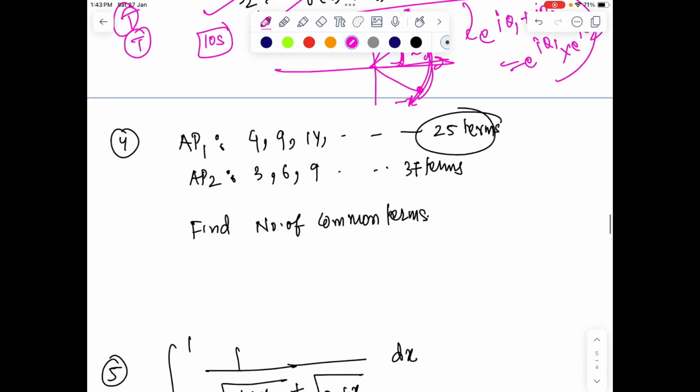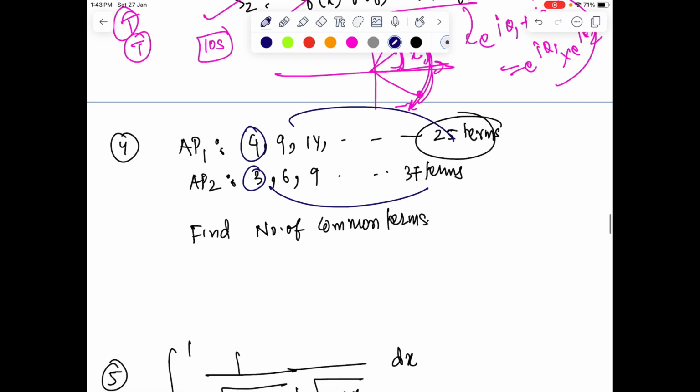The next question was from AP, a very typical AP problem. It came repeatedly in last years, in both Mains and Advanced. We have an AP with first term and number of terms given, and a second AP with first term and number of terms given. You have to find the number of common terms. The first term, you can easily see, is 9, and the common difference will be the LCM of the common differences of the 2 APs. The first has common difference 5, the second 3, so this common difference is 15.